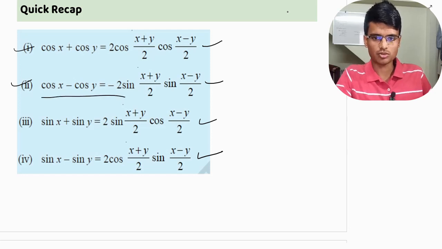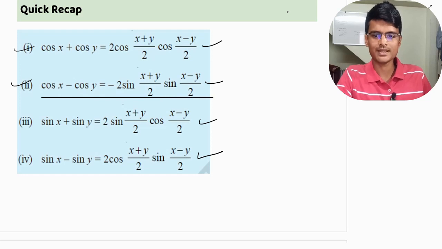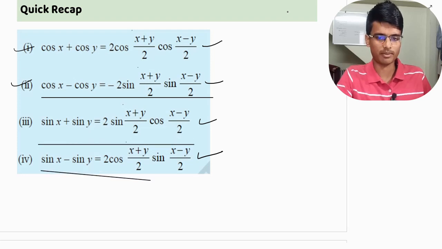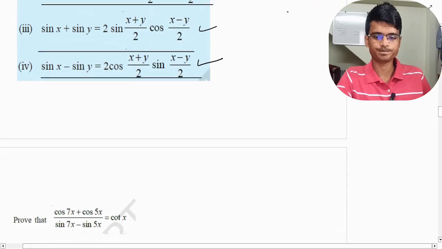Cos x minus cos y is equal to minus 2 sin (x plus y)/2 sin (x minus y)/2. Sin x plus sin y is equal to 2 sin (x plus y)/2 cos (x minus y)/2. Sin x minus sin y is equal to 2 cos (x plus y)/2 sin (x minus y)/2. Okay, moving on.